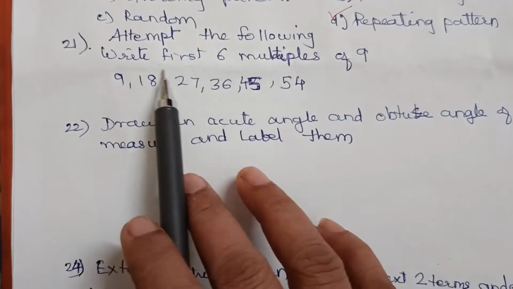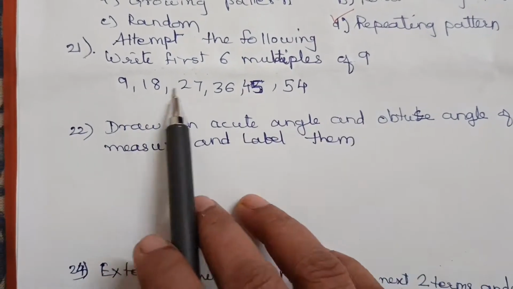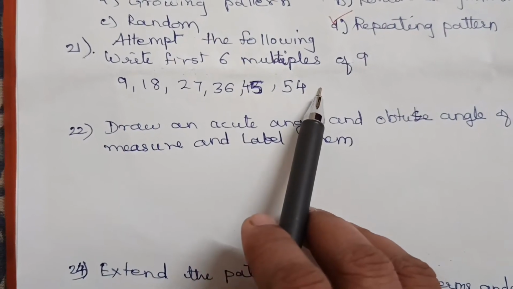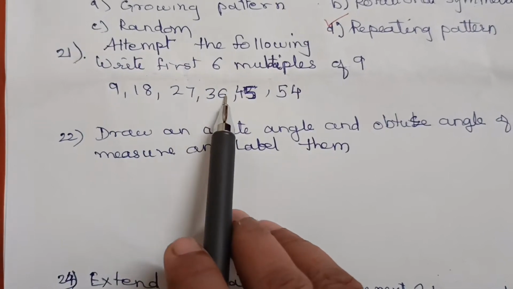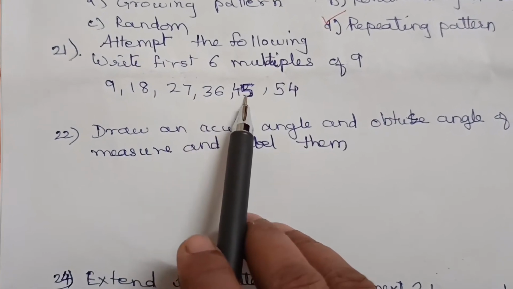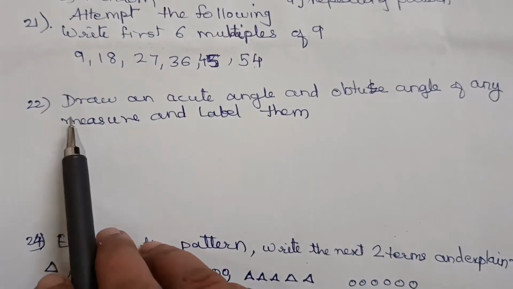Attempt the following. Question number 21. Write first 6 multiples of 9. Here you have to write only the first 6 multiples of 9. 9 1 is 9, 9 2 is 18, 9 3 is 27, 9 4 is 36, 9 5 is 45, 9 6 is 54.